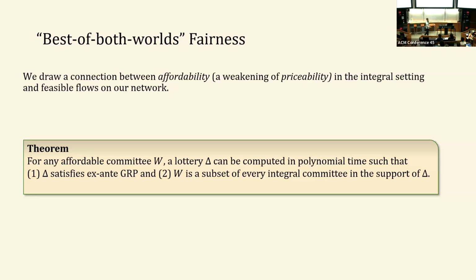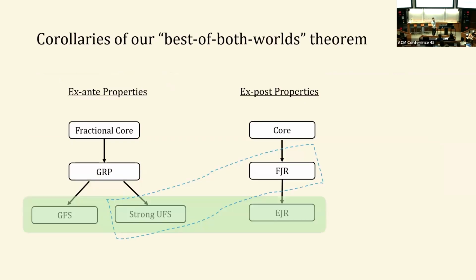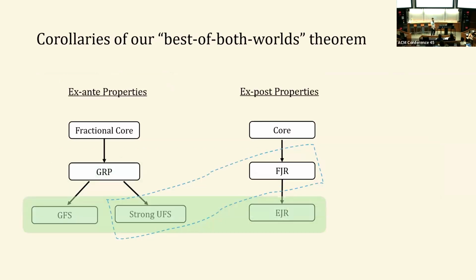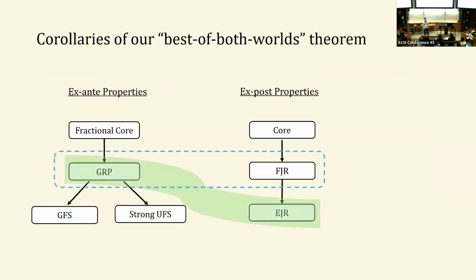So what is the takeaway from this theorem? Well, we can use it to get corollaries that improve both of these results, giving GRP. And critically, it wasn't known previously whether FJR and GFS were compatible. But since GRP is stronger than GFS, we resolve that question. And just note that this blue dotted line is not necessarily wrong.